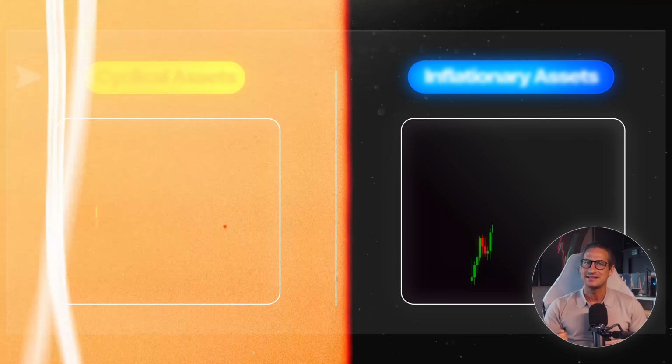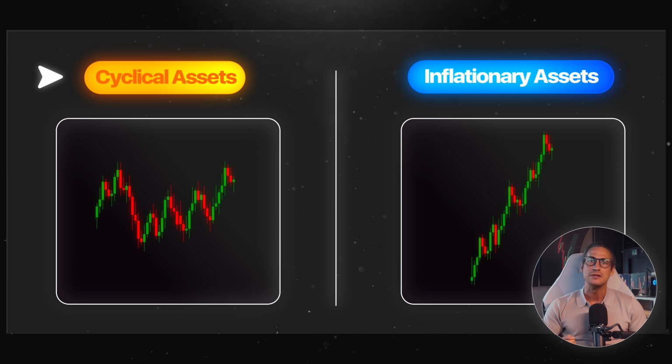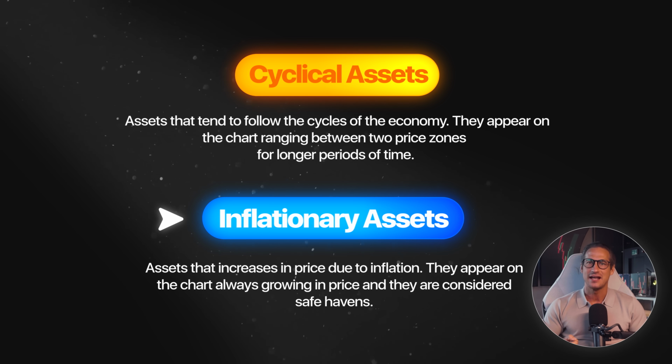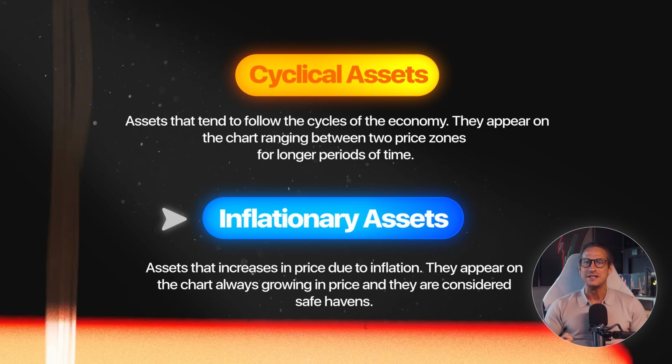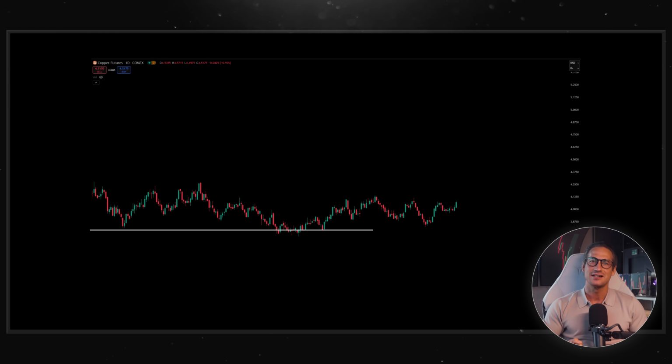But I chose copper because it's one of those cyclical assets that are always ranging between two price areas. So it should be ideal for trading support and resistance, unlike inflationary assets like gold or Bitcoin. Alright, first we need to draw our key levels, starting with the support. So we start from the bottom and try to get as many of these structures touching our support line.